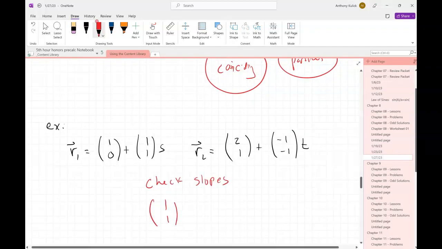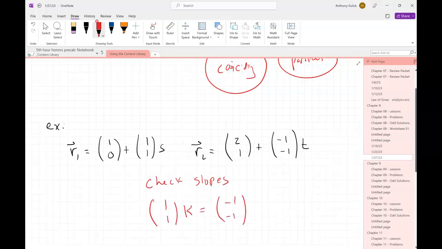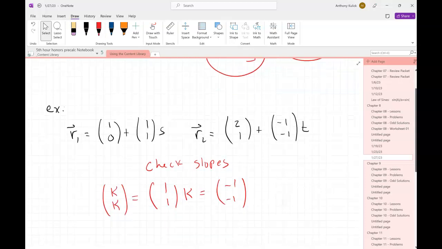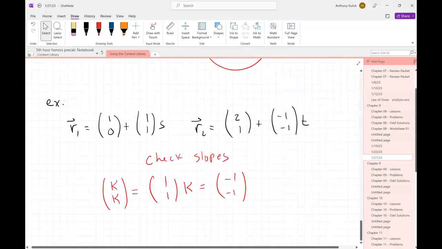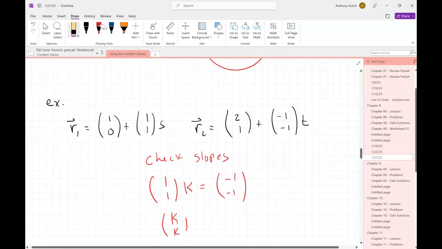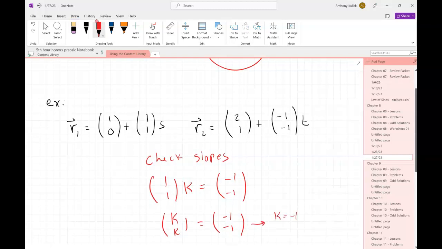So I want to see, is (1, 1) times k a scalar multiple of (-1, -1)? So this just becomes k times k, or kk. And we're just seeing, so let's write it this way. If I solve the first one, that tells me k is equal to -1. If I solve the second, k equals -1. So I know that these are either parallel or coinciding. They have the same slope.